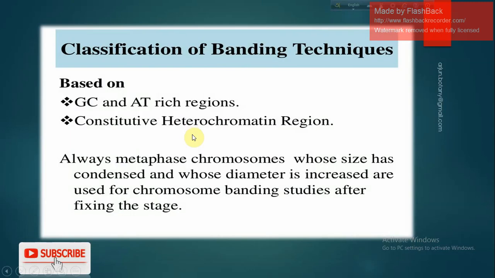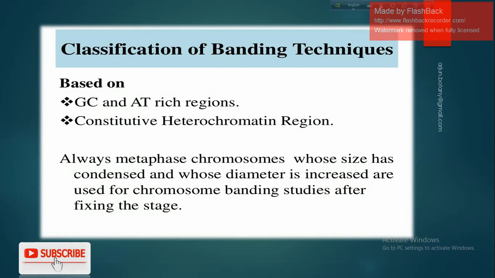Next, the classification of banding. The classification is based on the chemical agent utilized, and also on the nucleotide sequences present in the chromosome. There are four different nucleotides: guanine, cytosine, adenine, and thymine. In DNA, guanine bonds with cytosine, and adenine bonds with thymine. So some regions are GC rich and some are AT rich, and based on GC and AT richness we can classify the banding.